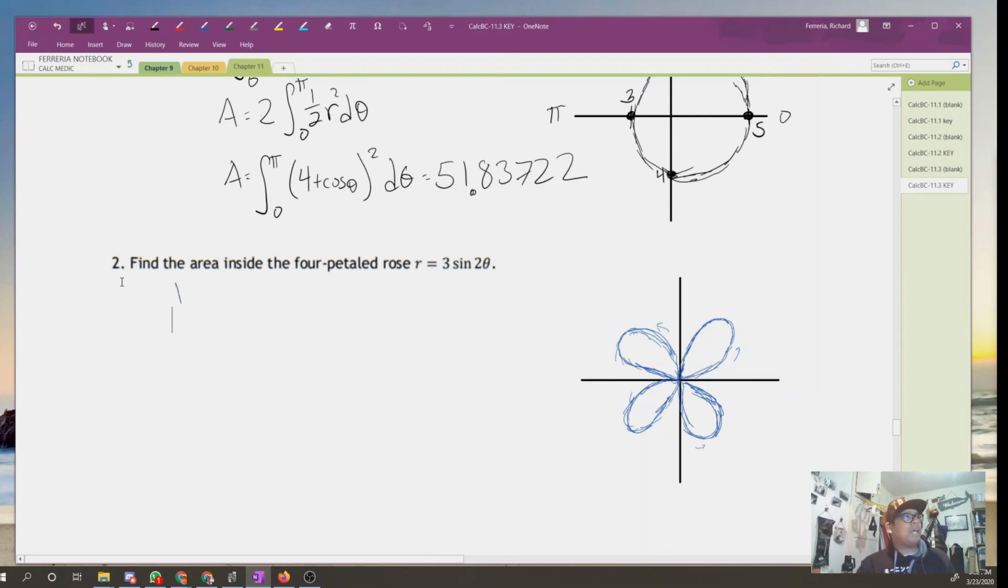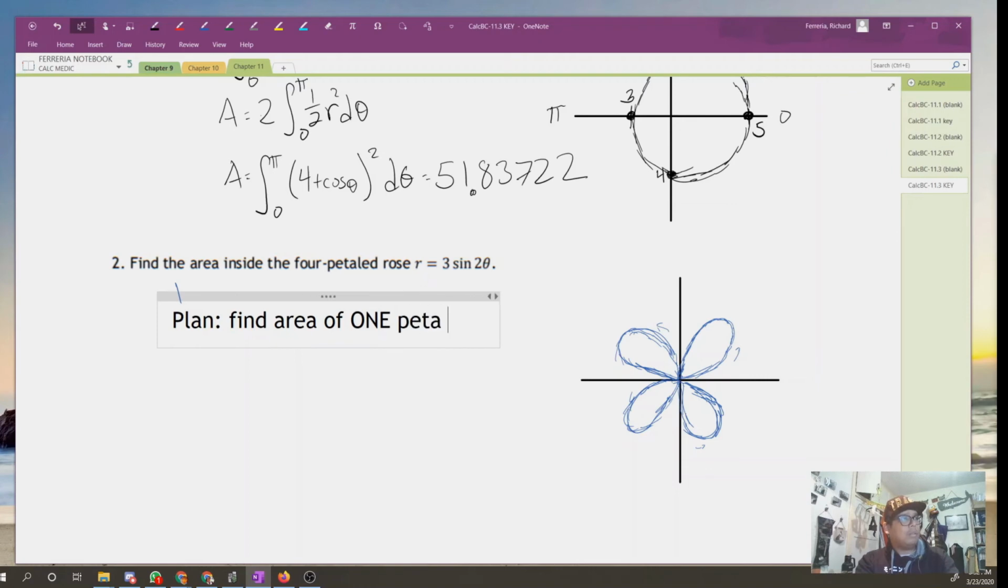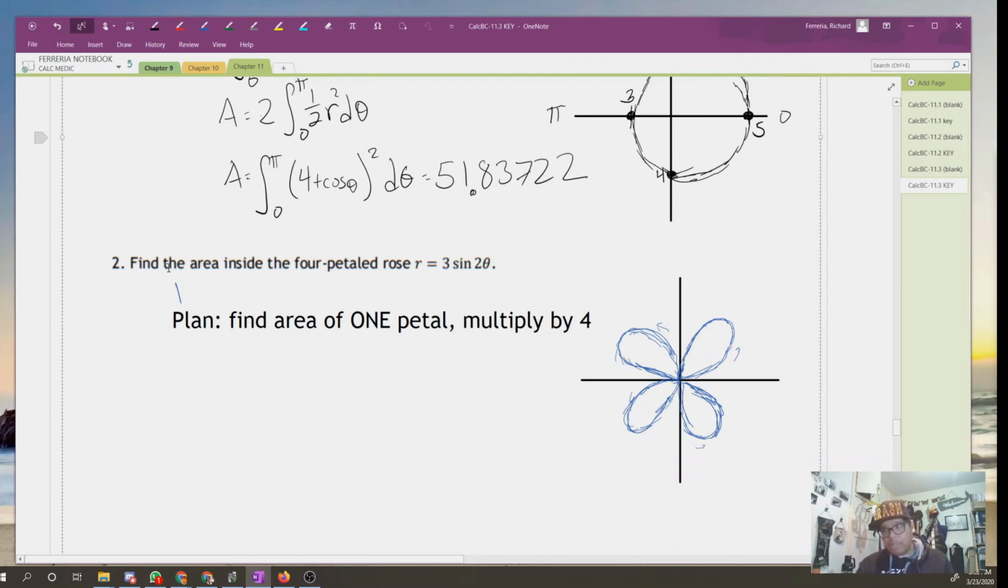So here's my cloverleaf, and for a 4-petaled rose, my plan, and maybe I should type this out, the plan is to find the area of a petal and multiply by 4. That seems pretty reasonable, and the main reason why you want to do this is that at some point you're going to have negative radii, and even though the radius is squared, things could happen and you don't want to deal with that. You just want to find the area of one petal.